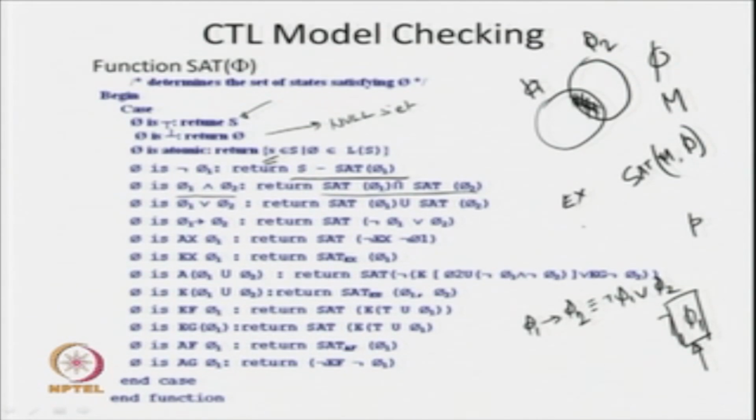another operator which is E u, and the third one is A f. So, this is the minimum set of operators that we are going to look for. So, A x will be represented with the help of E x. Now, it is E x phi 1. Now, I am going to say that there exists a path where in the next step phi 1 holds. For that, it is going to return the satisfiability of this particular E x phi 1.